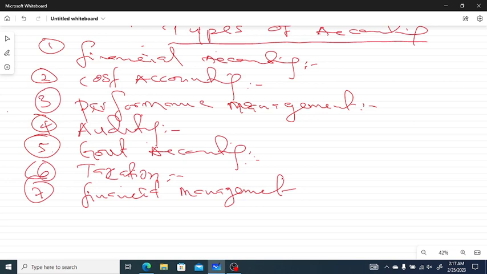We have number 8, which is forensic accounting. This forensic accounting is the application of accounting skills to investigate and prove frauds, deliberate misrepresentations, or embezzlement of an entity's resources with a view to recovering such funds, usually through legal ways.